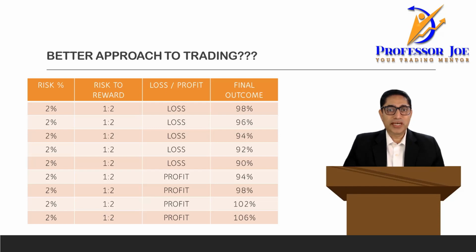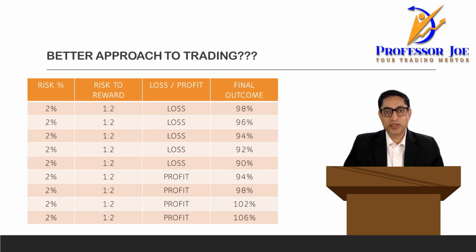But now your strategy starts working and you start winning your trades. So with your first profit, remember, you're going to get 4%. So with your first profit, you are at 94% equity. With your second profit, you are at 98% of your equity. And with your third profit, you are already in profit. You are above break-even and you reach 102% of your equity.